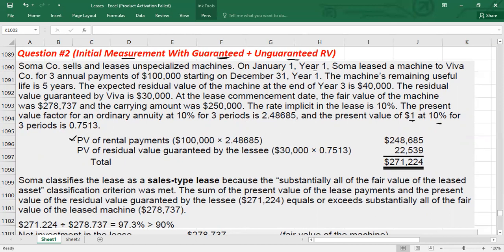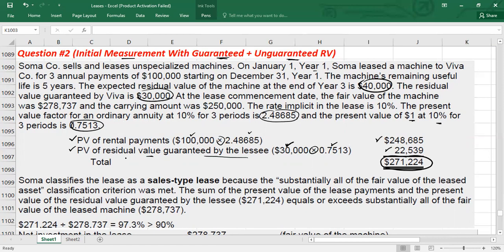How will you calculate the 90% test? You need the present value of lease rentals, which is $100,000 annual cash flows, multiplied by the annuity factor. So you will get the present value of lease rental, and we have to add the present value of residual value guaranteed by the lessee, which is 30,000, because total was 40 but guaranteed is 30. You will take 30,000 guaranteed, multiply by the present value factor, and you will get another answer. Once you add these two present values, you use this value in the 90% test. Please, when you apply the 90% test, you should not include the present value of unguaranteed residual value.